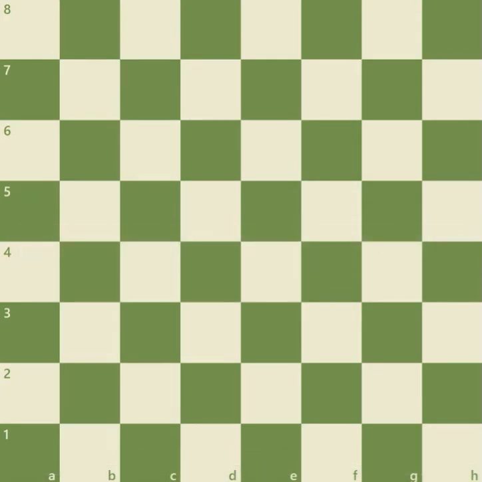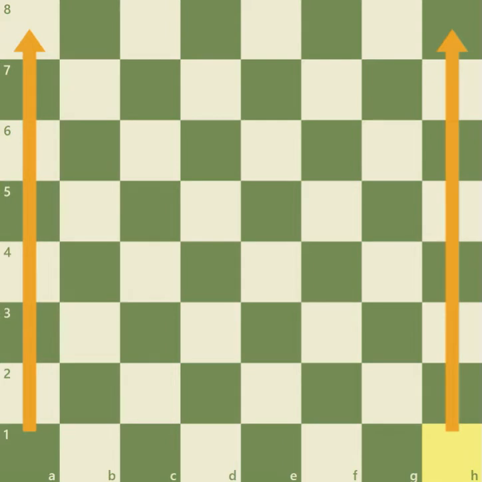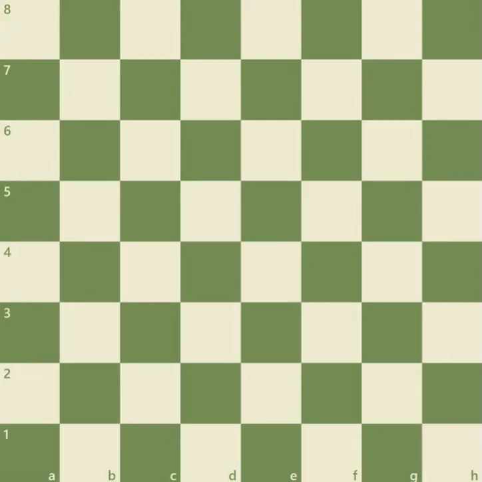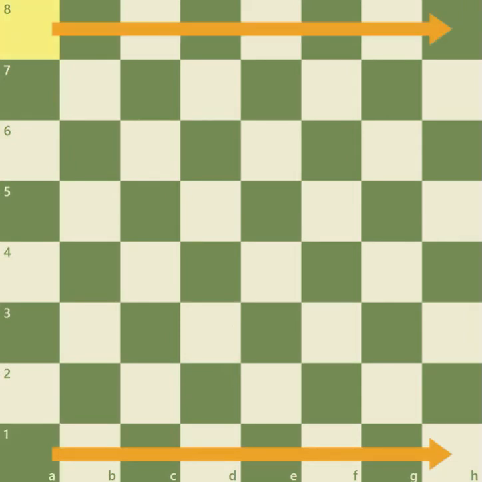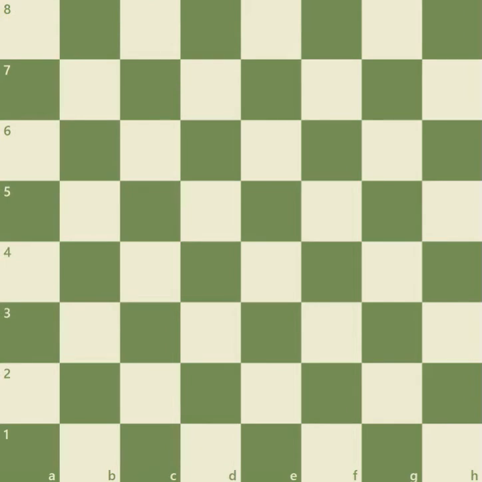Every square on the chessboard has a name, which is actually just its coordinates. As we mentioned before, each column is called a file, and each row is called a rank. Every file in chess is given a letter, starting with the letter A on the left side of the board and going all the way to the letter H on the right. Every rank is given a number, starting with 1 on the white side of the board and going up to the number 8 on the black side of the board. Each square is named by its coordinate pair.